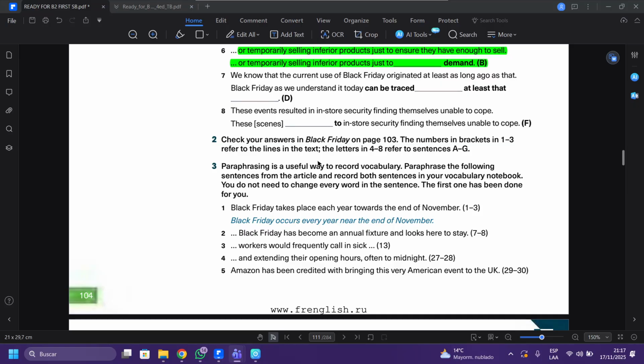For example, you can say, I have been using the same pencils many times, and it resulted in it breaking. That is it, resulting in. And the answer is led to. Condujo a, led to in-store security finding themselves unable to cope.